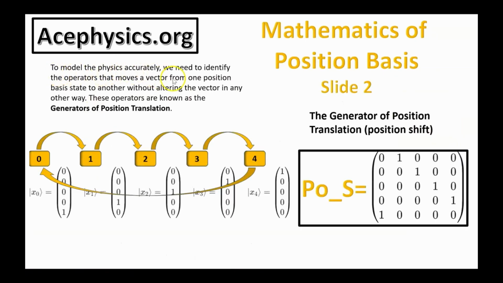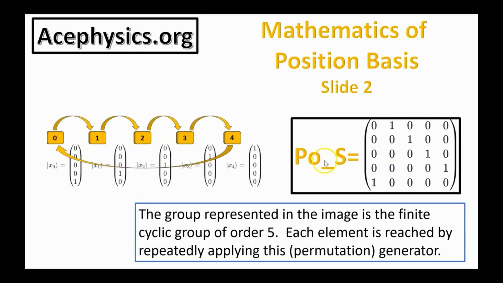To model the physics accurately, we need to identify the operations that move a vector from one position basis state to another without altering the vector in any other way. These operations are known as the generators of position translation, or the generators of position shift. This is the generator of position shift, and if you act this matrix onto vector 0, it moves to vector 1. If you act it onto vector 1, it moves to vector 2. And if you act on vector 2, it moves to vector 3, and so on. This is used to model the motion of a particle in a quantum mechanical system. This is a permutation matrix, which proves to be very fundamental in quantum mechanics.